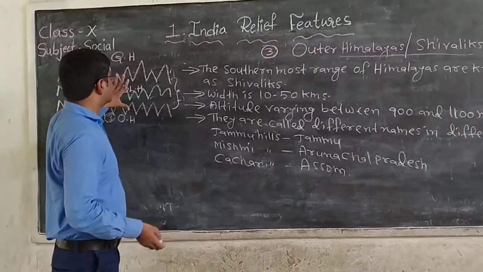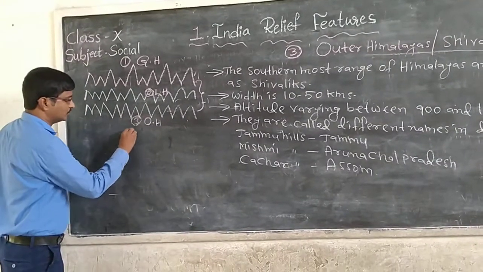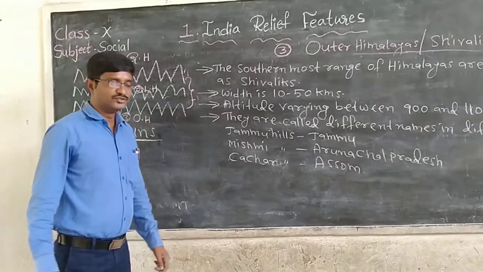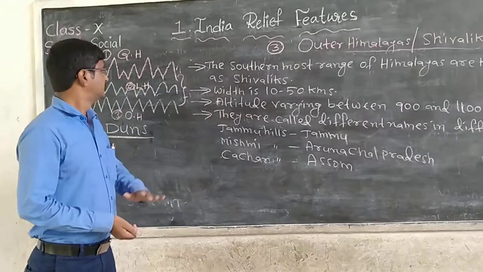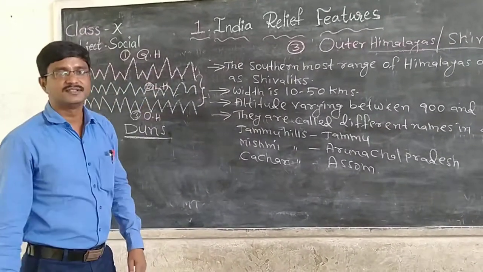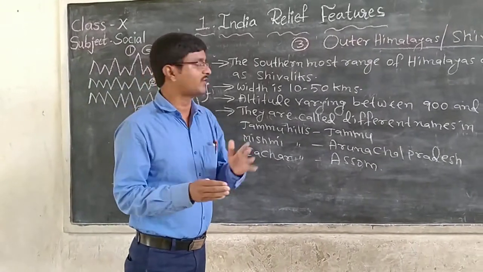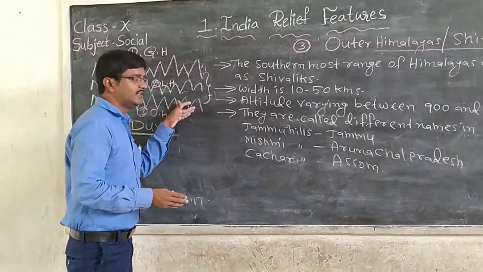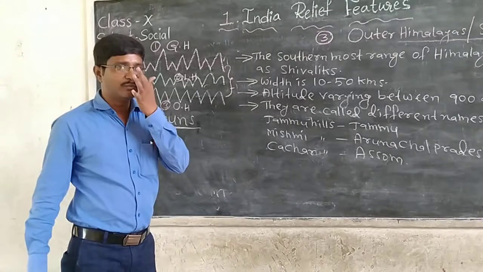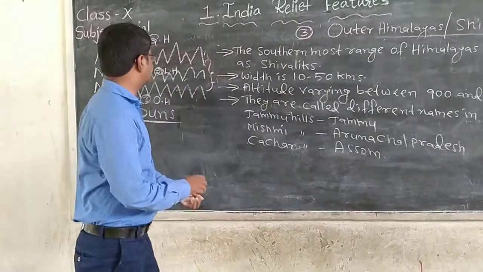Right? So let us learn one more last topic, that is dunes. Do you know the meaning of dunes? Just now we have learnt, all these three ranges are separated with deep valleys and extensive plateaus. One range and another range are separated with deep valleys and extensive plateaus.